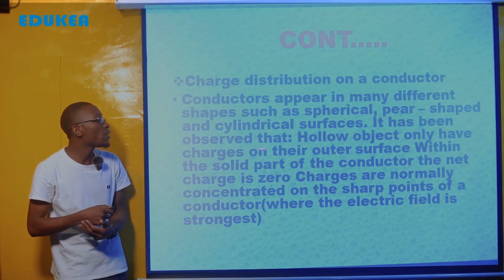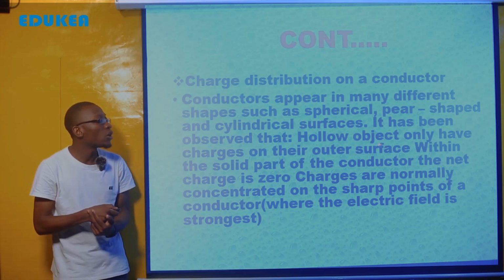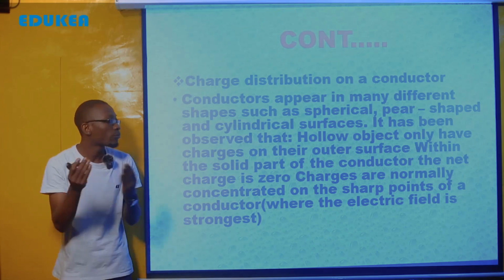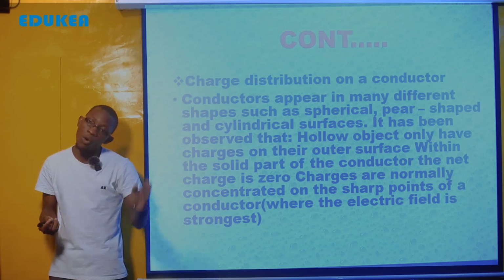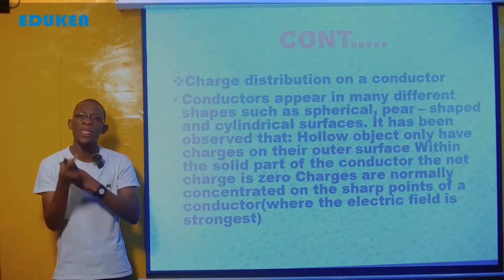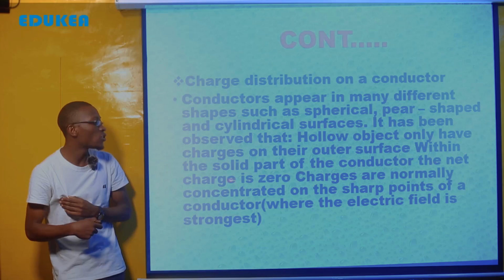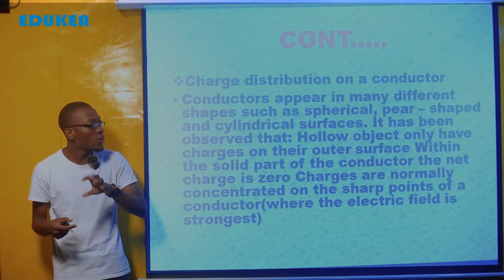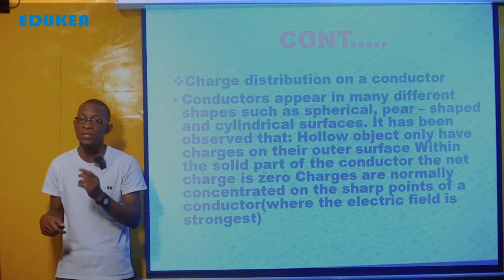It has been observed that a whole object only has a charge on the outer surface. Objects that are empty inside have charges on the outer surface. Within the solid part of the conductor, the net charge is zero. The net charge within the solid part of the conductor is always zero.